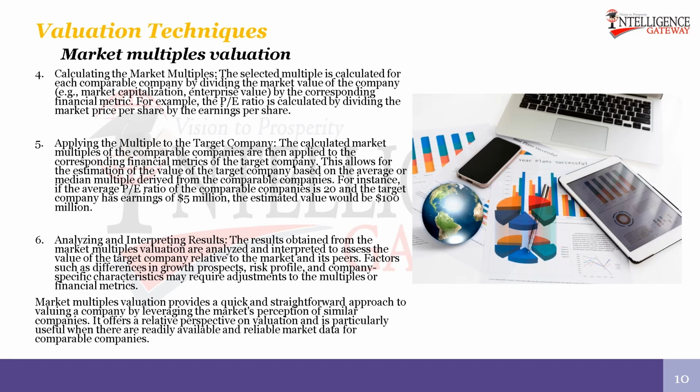Applying the multiple to the target company. The calculated market multiples of the comparable companies are then applied to the corresponding financial metrics of the target company. This allows for the estimation of the value of the target company based on the average or median multiple derived from the comparable companies. For instance, if the average P/E ratio of the comparable companies is 20 and the target company has earnings of $5 million, the estimated value would be $100 million.